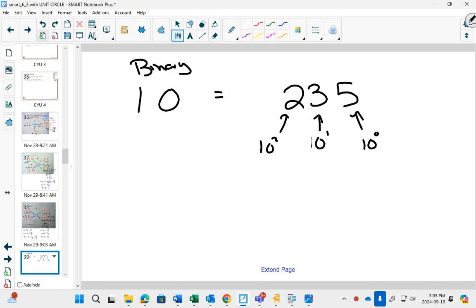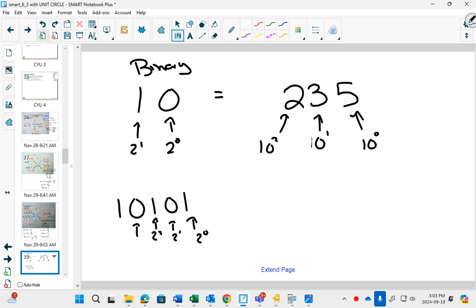When you do any other base, this is your 2 to the 0s. This is your 2 to the 1s. So if I wrote this number, this is my 2 to the 0s. This is my 2 to the 1s. This is my 2 squareds. This is my 2 cubes. And this is my 2 to the 4s.